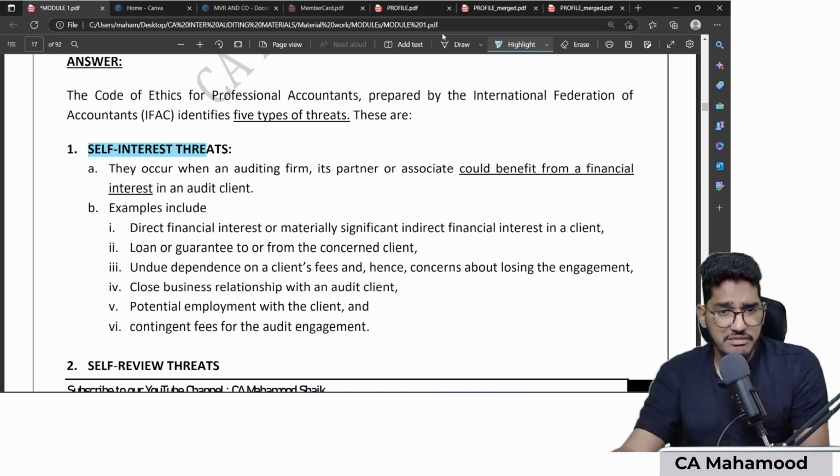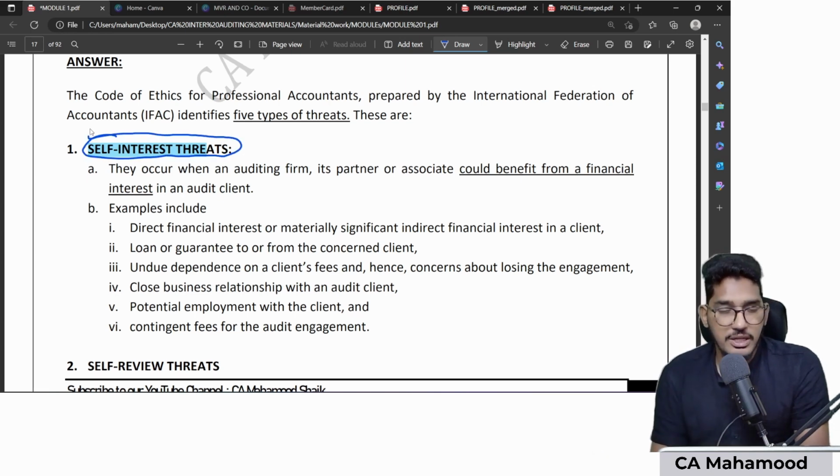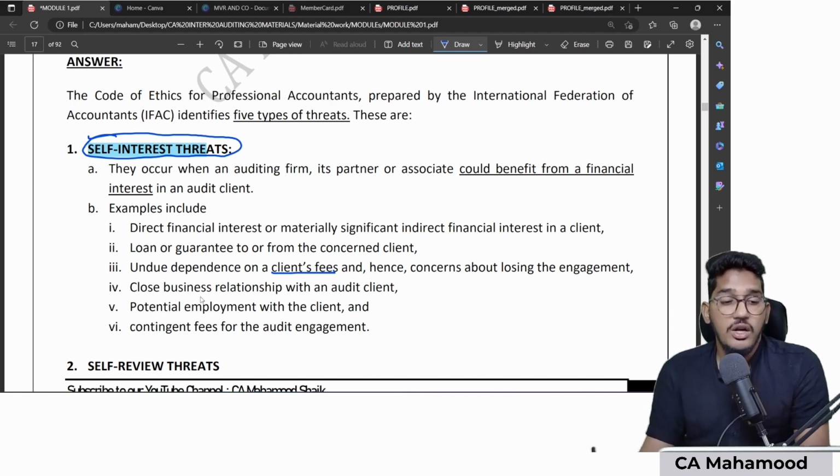First, talking about self-interest threat. Self-interest threats occur when the auditor is getting benefited from some financial interest in the company. Examples are: you are having shares in the company, or you have taken some loan from the company, or you are exclusively dependent on the client's fees. You are not having any other client, you are exclusively dependent on the client's fees, or you have a close business relationship with the client, or you are expecting potential employment with the client.